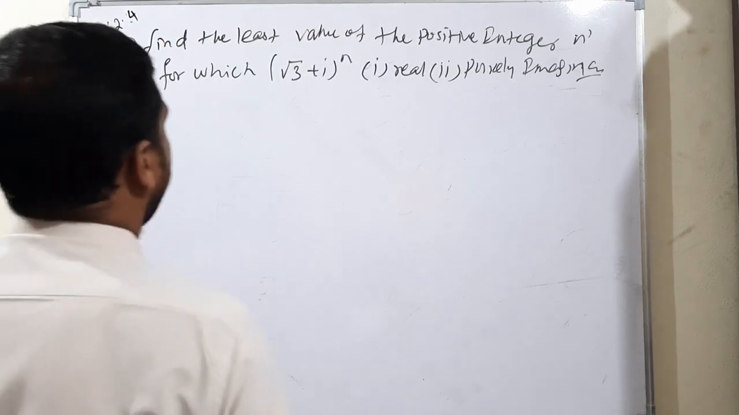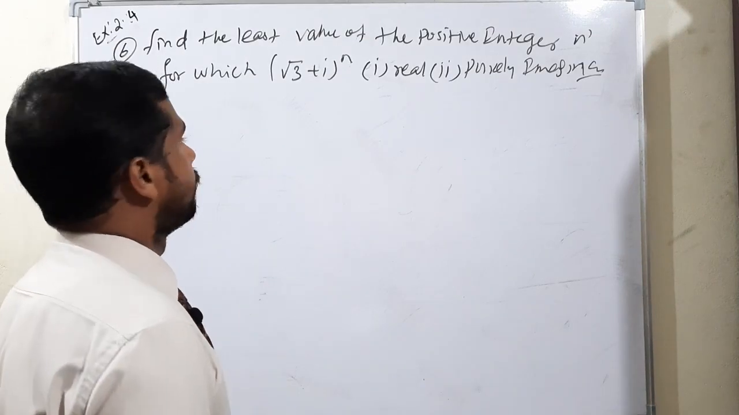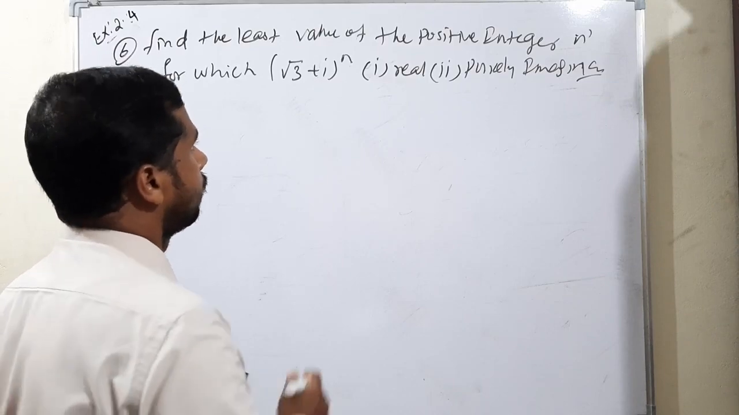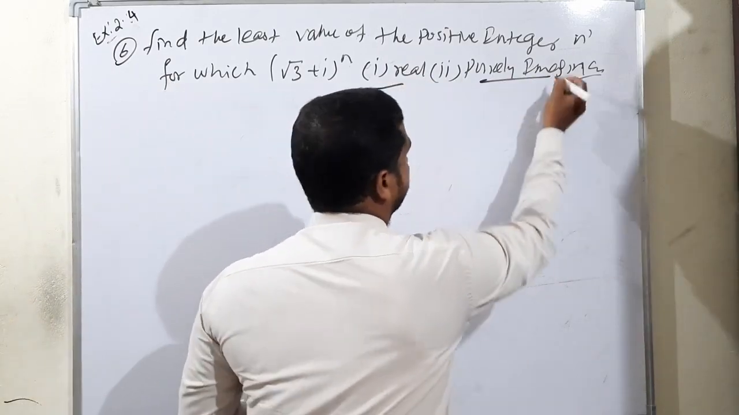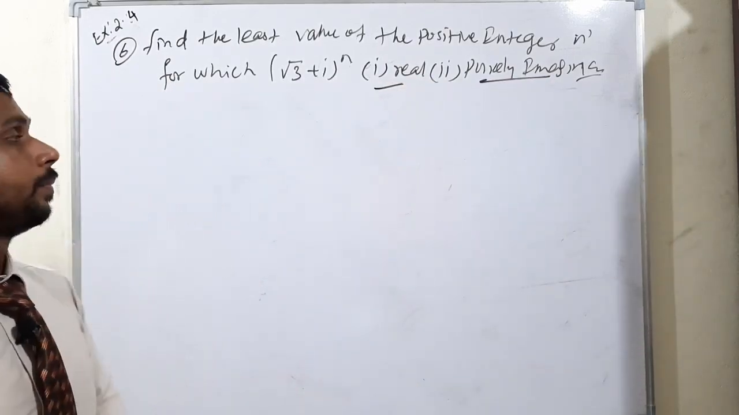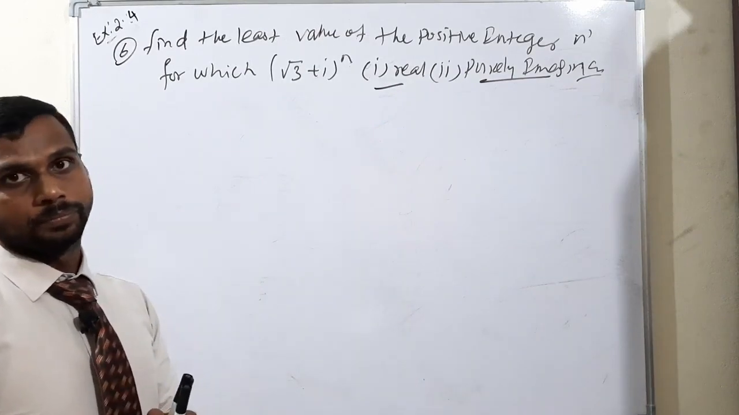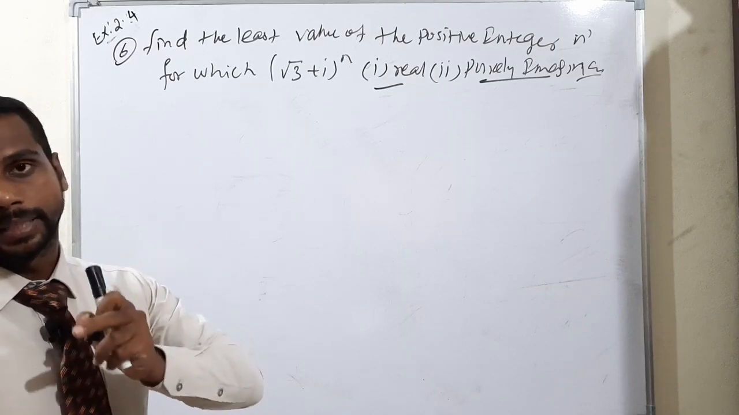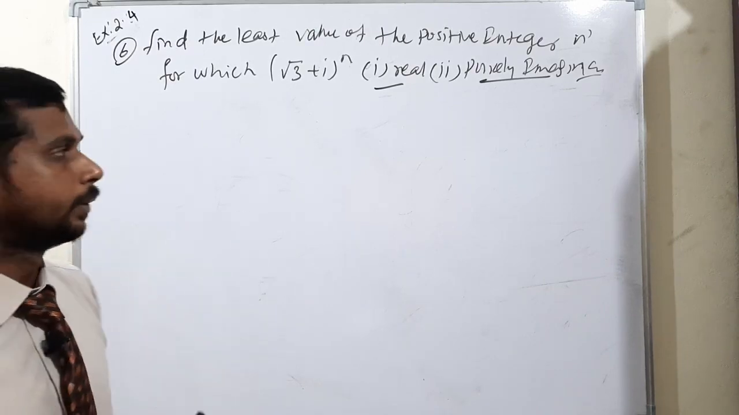What is the question? Find the least value of the positive integer n for which (√3 + i)^n is purely real and purely imaginary. Already you know the meaning of purely real: when y is equal to 0, we can call it purely real. We say purely imaginary when x is equal to 0.